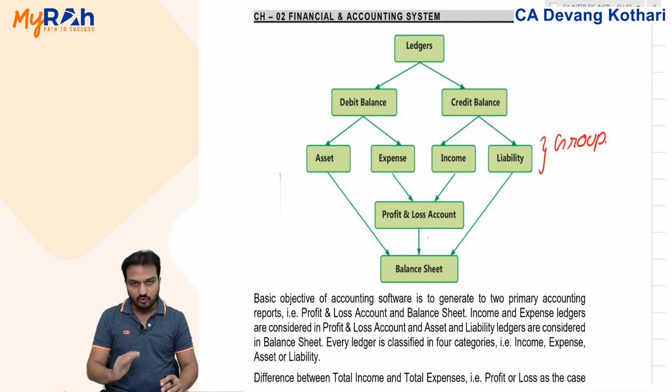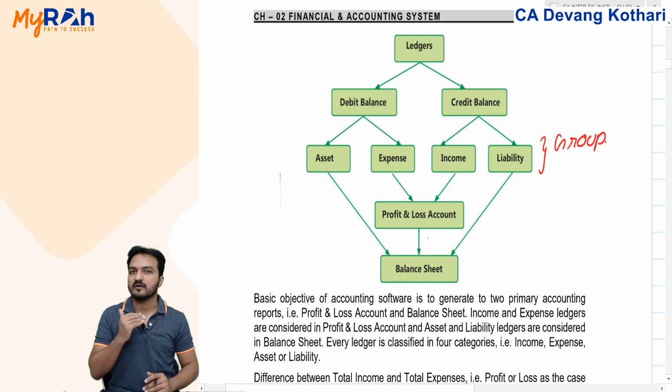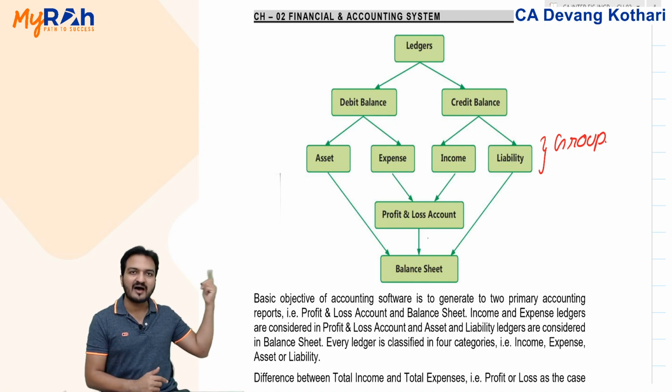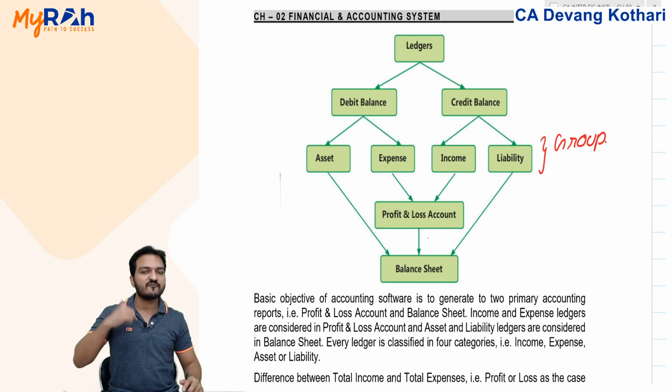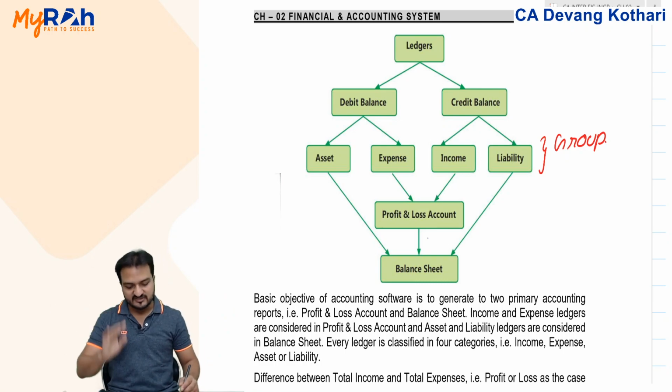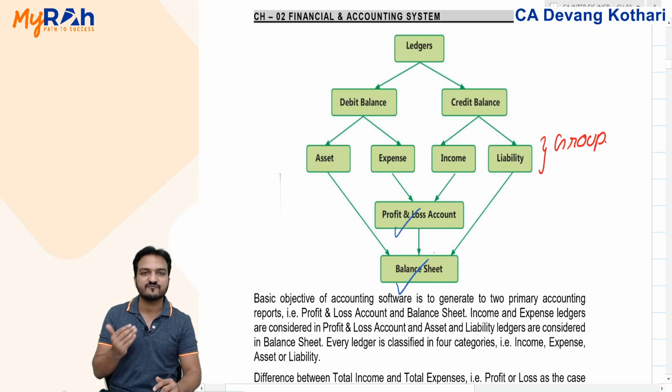So, when you do the transaction, when you type the journal entries, before typing journal entries you have to create ledger. The ledgers that you create have to be classified under one of these four groups. Based on your classification, the software will automatically put the ledger in either the P&L or the balance sheet.